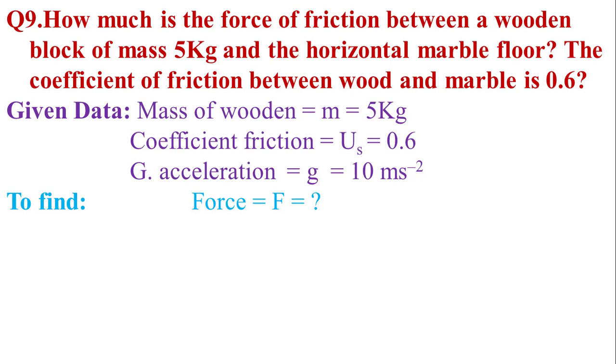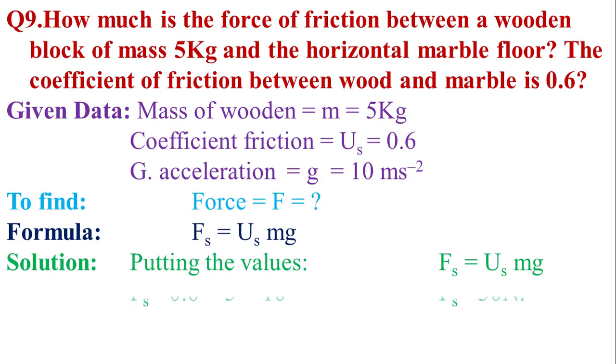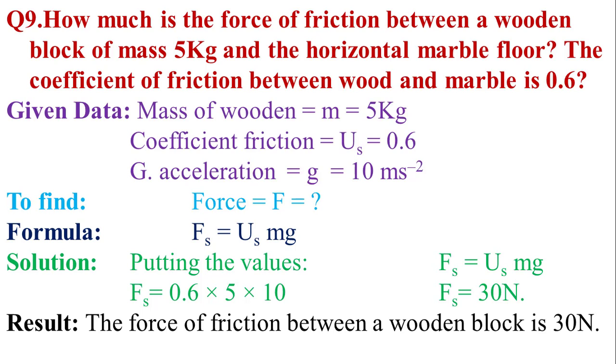Now write the formula: force of friction Fs is equal to mu s m g. Putting the values, Fs is equal to 0.6 multiplied by mass 5 multiplied by 10, the value of g. So Fs is equal to 30 Newton. Force of friction Fs is equal to 30 Newton. Result: the force of friction between the wooden block and marble is 30 Newton.